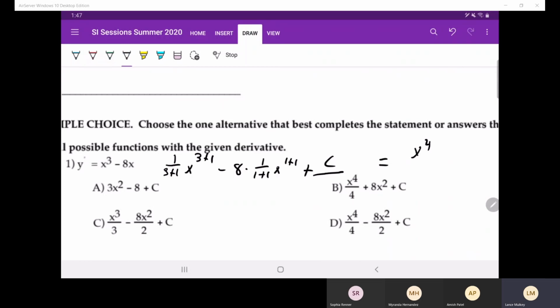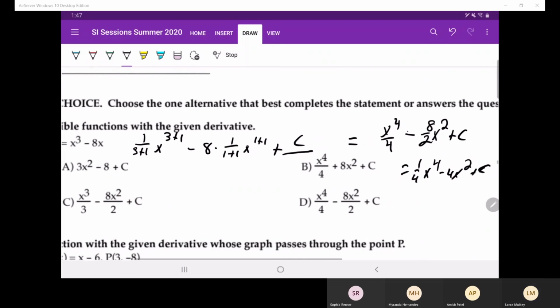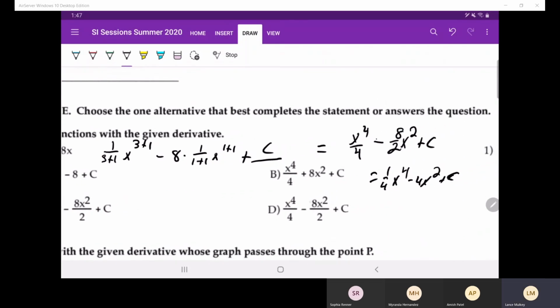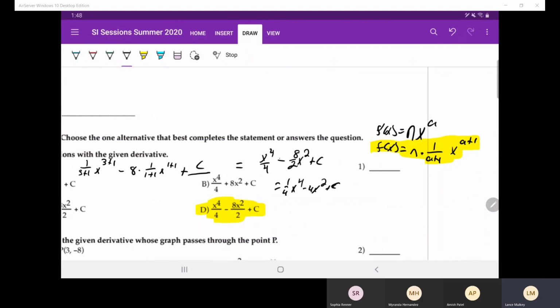X to the fourth over 4 minus 8 over 2x squared plus c. So you didn't even simplify this one. Those simplify, but yeah. The correct answer here is D. Any questions over that? Is that little formula right there helps out.